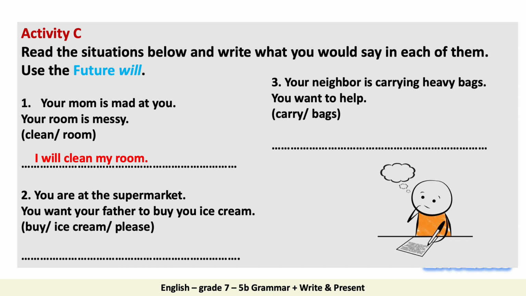In the second situation, you are at the supermarket, you want your father to buy you ice cream. We have between brackets, buy ice cream, please. This is a request, so you're going to use the question form. As you know, we start with will, followed by the subject, and then the base form of the verb. The sentence or the question will be as following: Will you buy me ice cream, please?